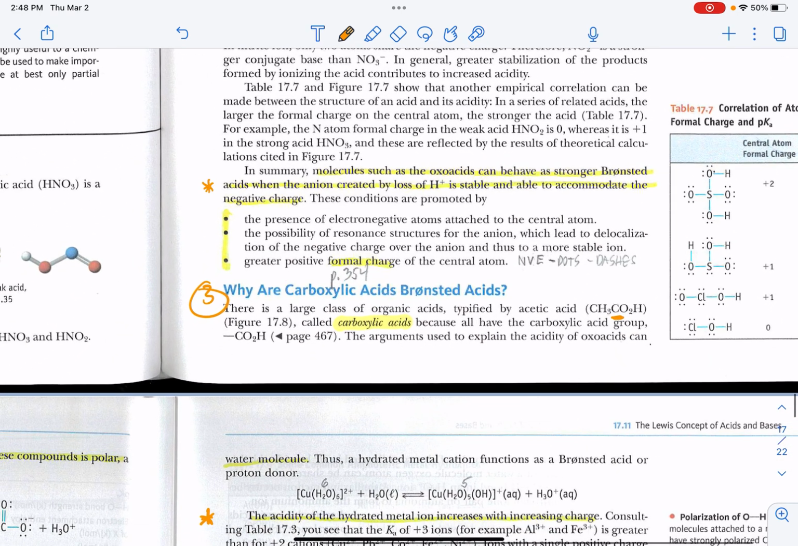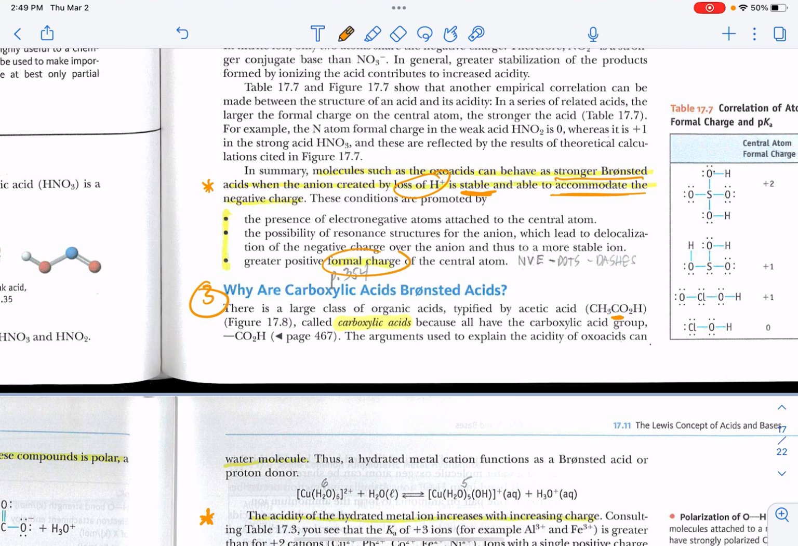So in summary, molecules such as the oxyacids can behave as stronger Bronsted acids, that means donating a proton, when the anion created by the loss of your proton is stable. And what makes it stable? It can accommodate that negative charge because it's bigger than whatever it is you're comparing it to.